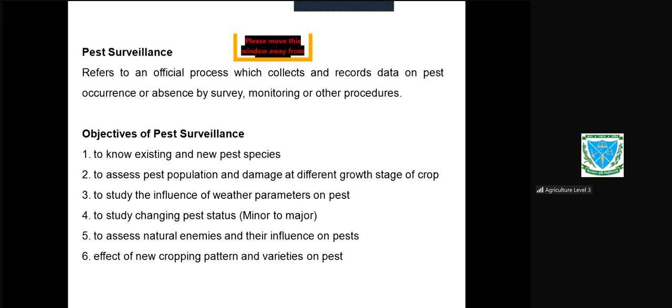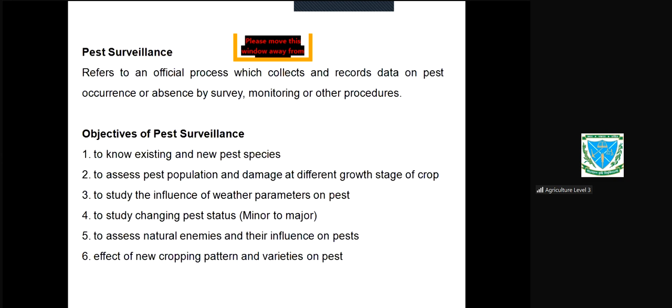Pest surveillance refers to an official process which collects and records data on what? On pest occurrence, whether the pest is there or not. If it occurs, then how it occurs, densely or moderately or sparsely, or where the insect is absent, whatever. By this way we can know the presence or absence of the particular pest.